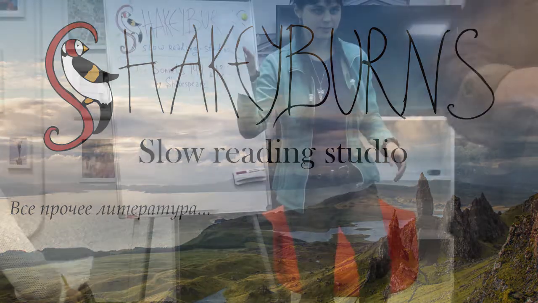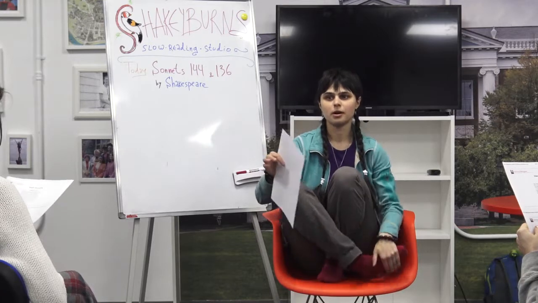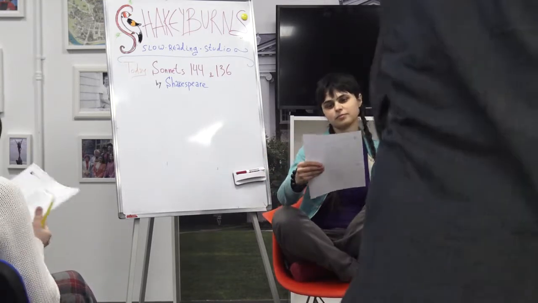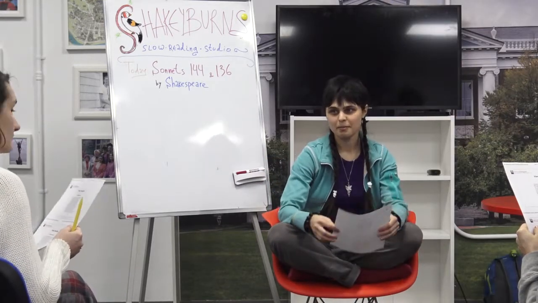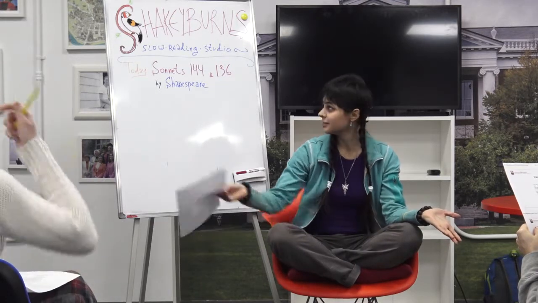It's a good idea to have the poem you're going to discuss. So, for the start, my name is Margot. This is Shakeyburns slow reading studio. As you can see here, you can get a pencil, you can get a pen.